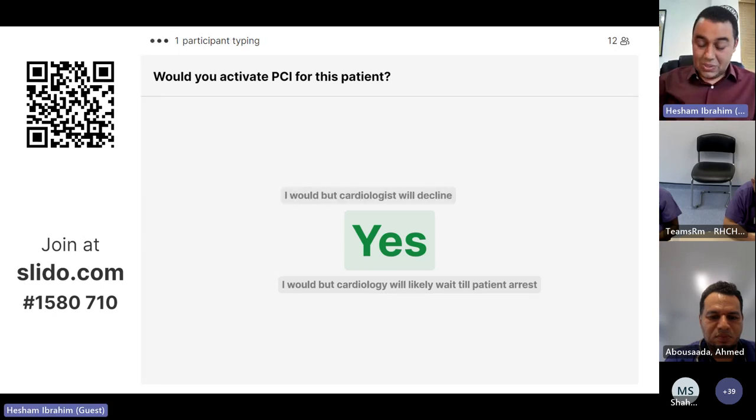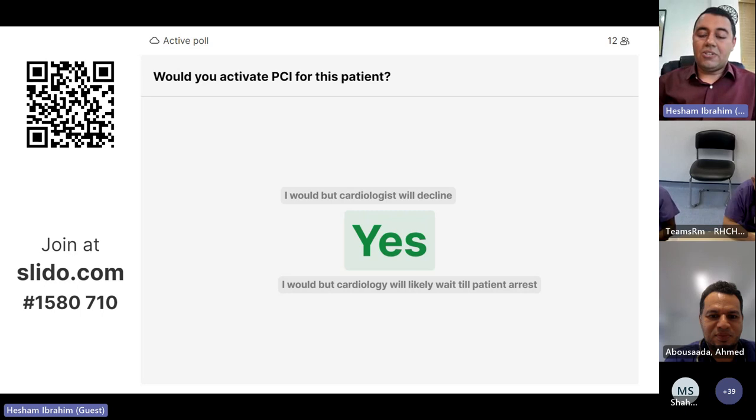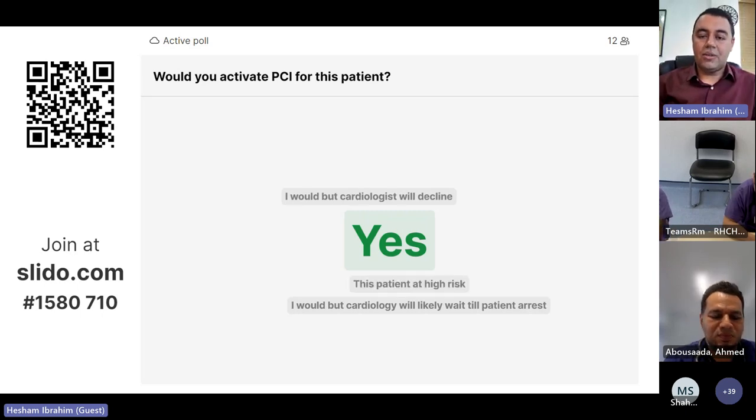Okay, so far, no, you don't know if cardiology will decline or not. And if they disagree, you can just let them know that you're just following the recommendations of the European Society of Cardiology and the American College of Cardiology. So it should be fine.